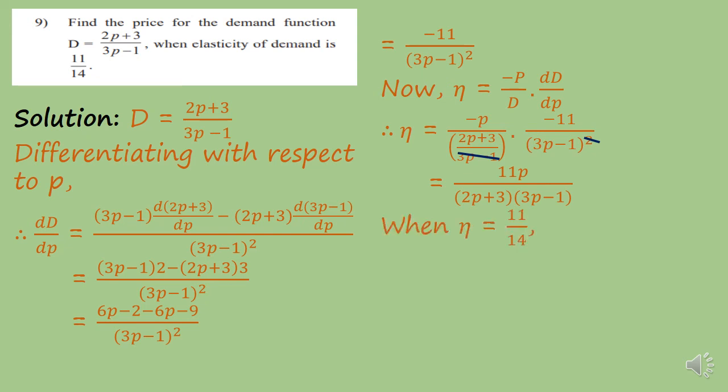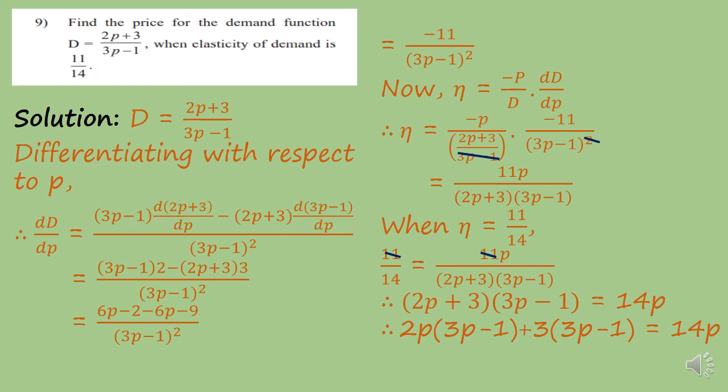Now when the elasticity is 11 upon 14 as it is given in the question, we want to find p for this. So here we put elasticity as 11 upon 14 and we get the RHS as the same. Now here 11 and 11 goes away from the numerators on the LHS and RHS, and we also cross multiply so that we get this term, that is 2p plus 3 into 3p minus 1 is equal to 14p. Now we open the bracket and expand it like this on the LHS, and then we solve it this way by multiplying the terms properly.